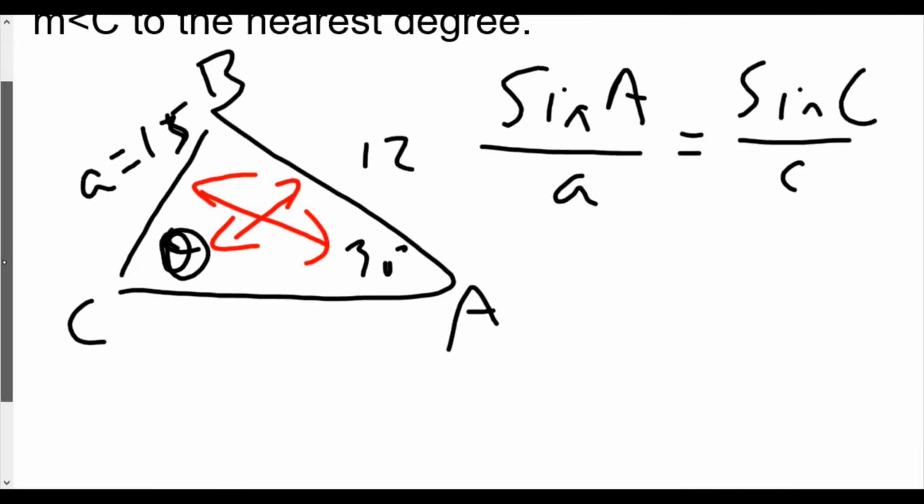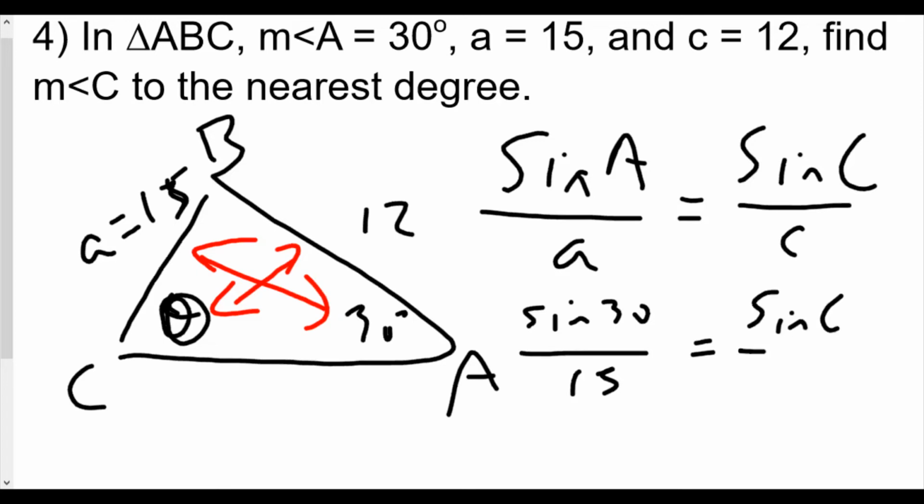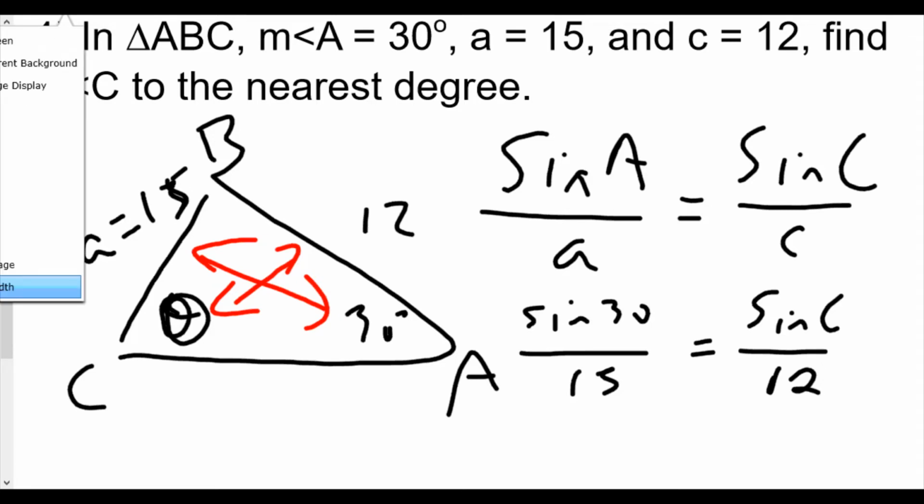All right, and so here we know the sine of A, so it's sine of 30 over a, which is 15, is equal to the sine of C, which we don't know, over 12. Sorry, I think I mixed them up again. It should be 12, not 15. This is what happens with late nights and not sleeping, but okay. Bear with me. Sometimes we make errors, so we'll make sure we make the corrections. Okay, fantastic.